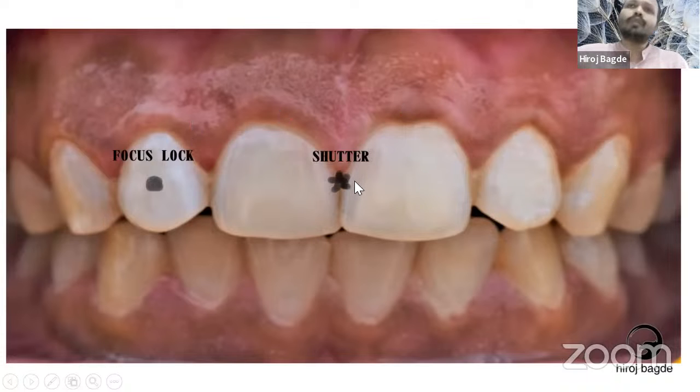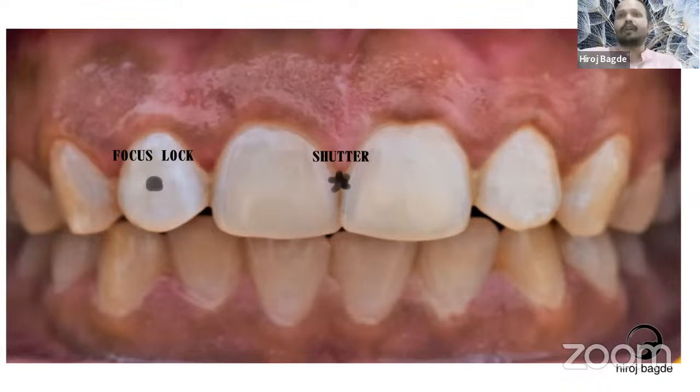So I want to check for the f-stop number or the aperture size, and I also want to check where my focus point is. This is very important whenever you click. So keep in mind the f number. Dental photography is very simple. You just need to manipulate the f number.